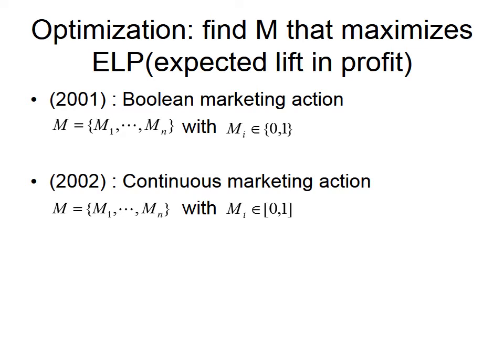In the 2002 paper, for the continuous marketing case, mi could be a variable between 0 and 1. We can think this indicates different discounts that are offered to different customers when doing marketing action.